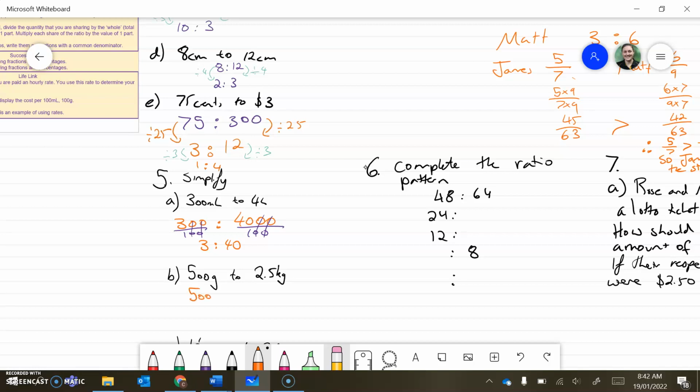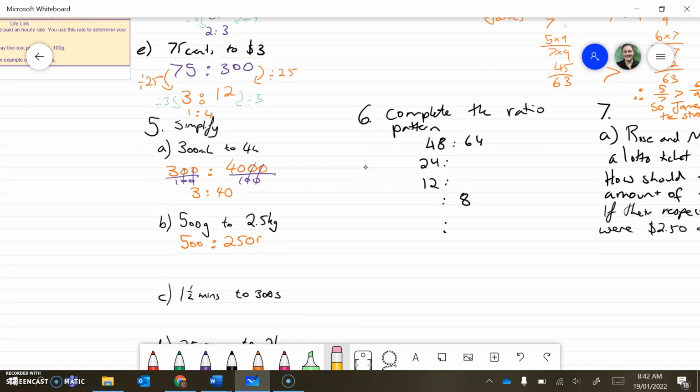The next one I've got 500 is to, and if I convert this, it's going to be 2,500. Sorry, I shouldn't have the grams in there. You then are going to divide, so I know 500 goes into both of them. So you're going to have 1 is to 5.